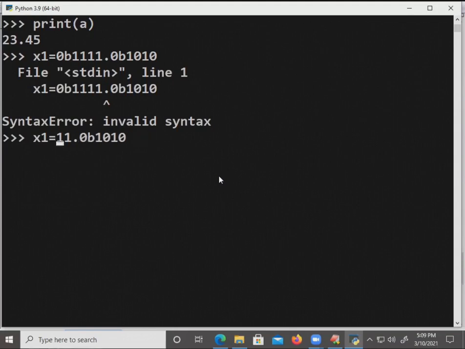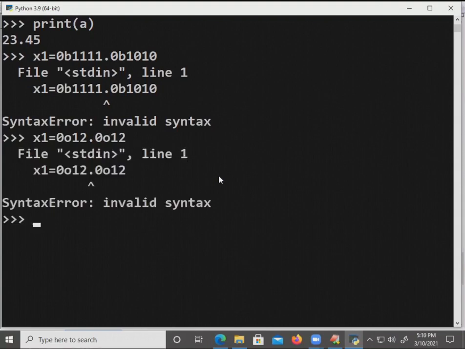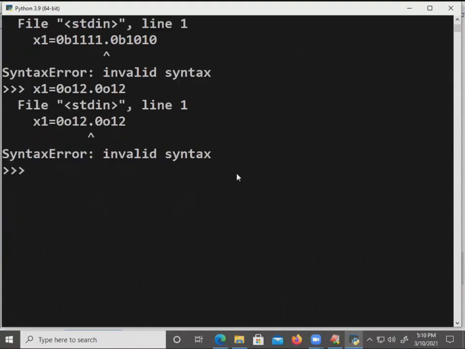Next I will write here 0, 0, 1, 2, dot, 0, 1, 2, or 0, 0, like this. So it is going to give you one invalid syntax. Are you getting my point? Next, A is equal to 0x face dot 0x be.